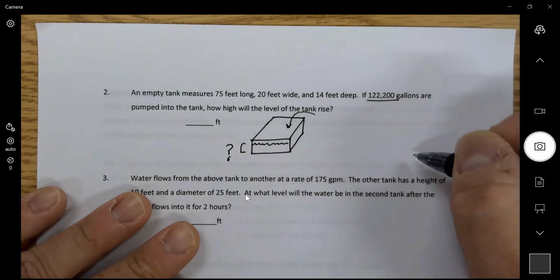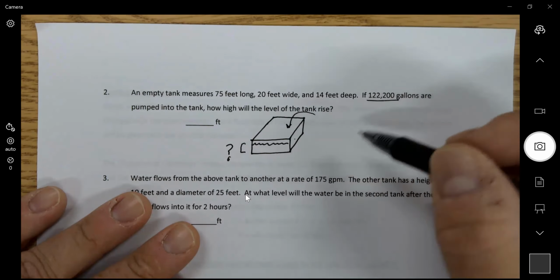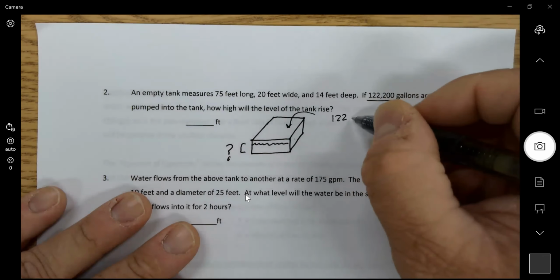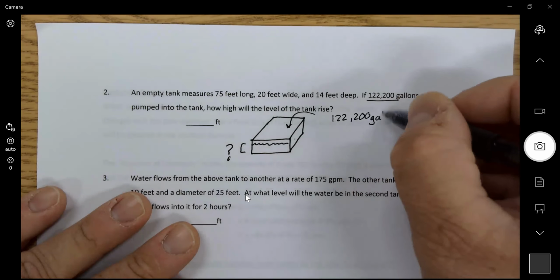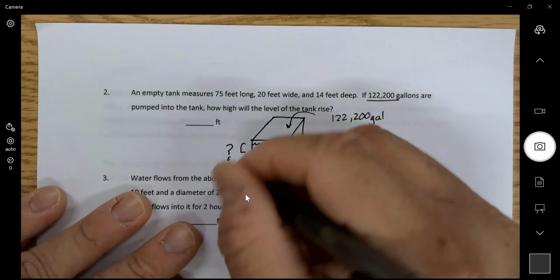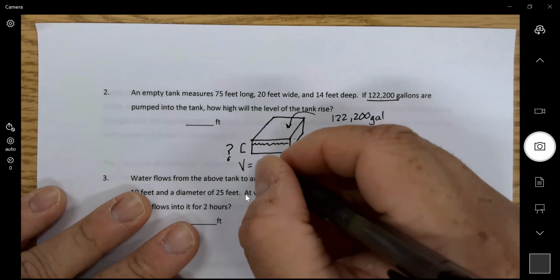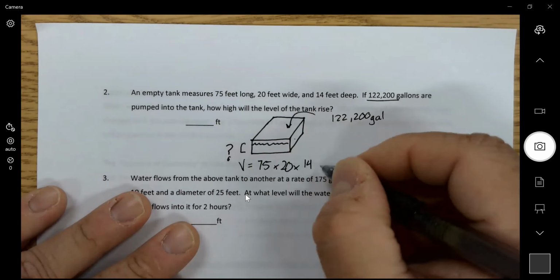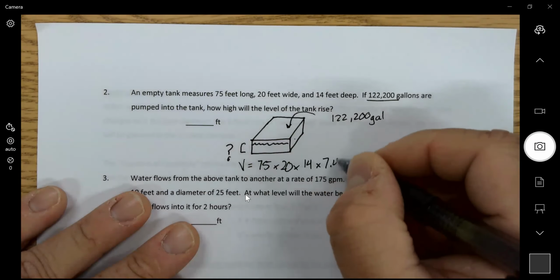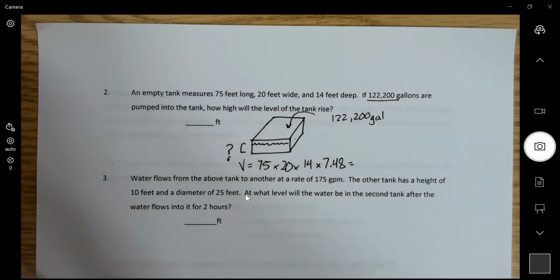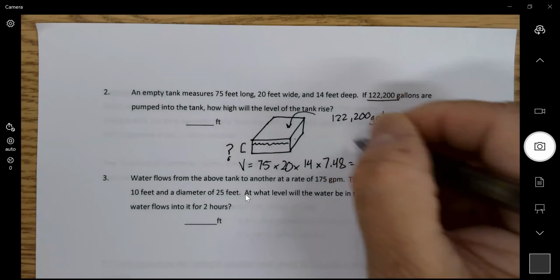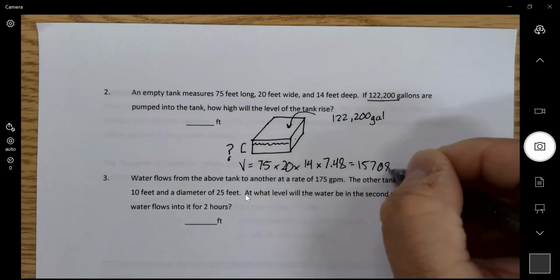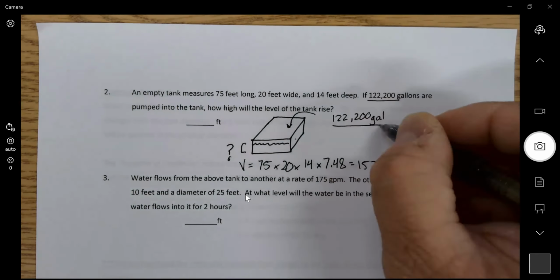Remember, we have the part of what you're going to put in the tank, but do you have the whole thing? So I have 122,200 gallons. How do I know how many gallons this tank will hold? Well, the volume for this is length times width times the depth. Well, I need to know how many gallons it is, so I'm going to times it by 7.48. 75 times 20 times 14 is going to give me 157,080. So that's the whole thing.